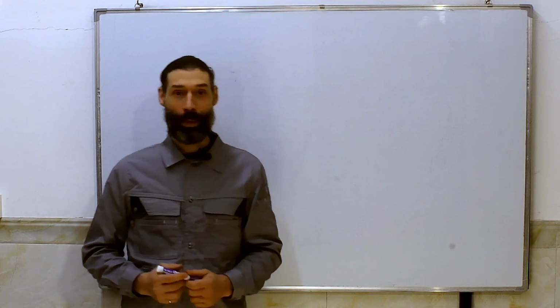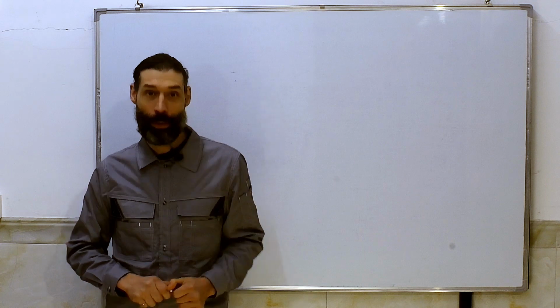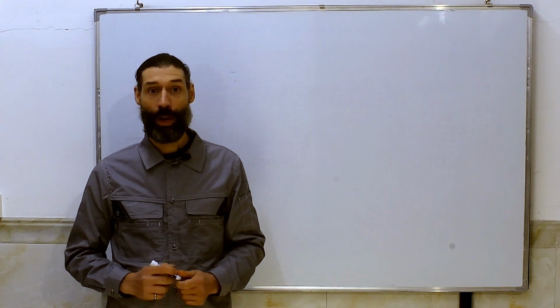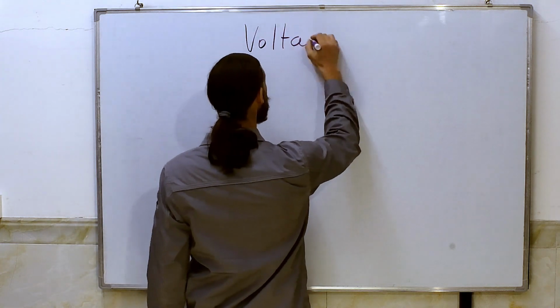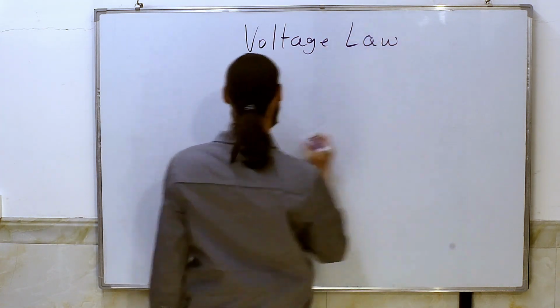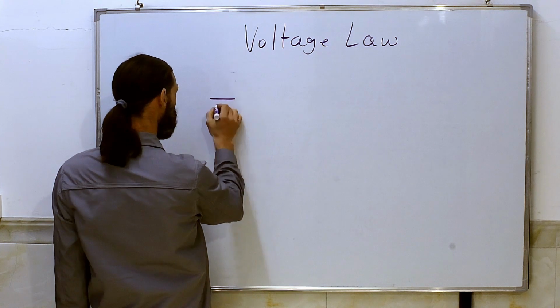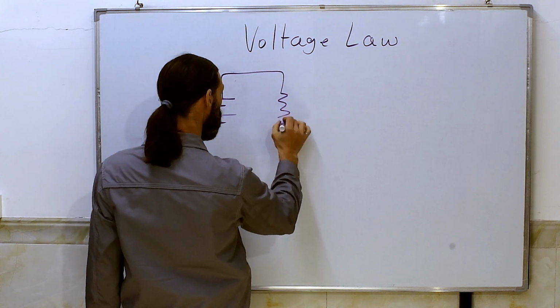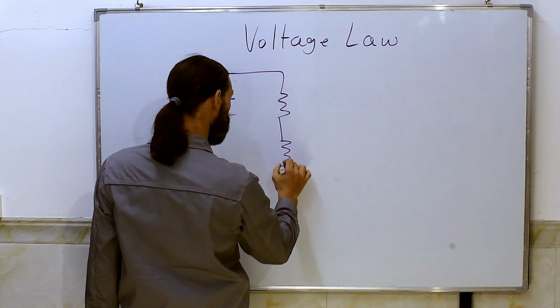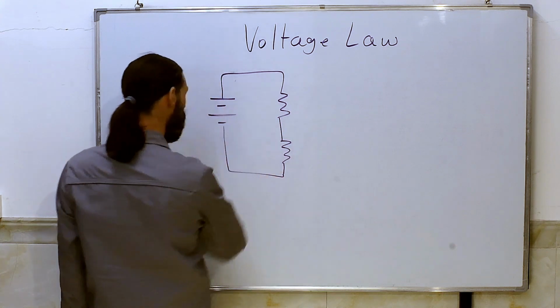All right, so there's 2 circuit analysis tools I want to talk about, and the first one is called Kirchhoff's voltage law. All right, we're going to draw a simple electronic circuit here. Got our battery, resistor 1, resistor 2, and there we go.